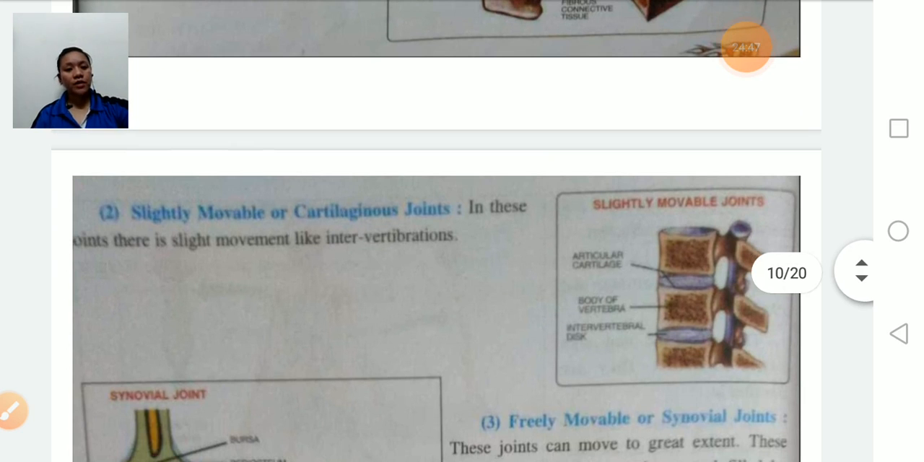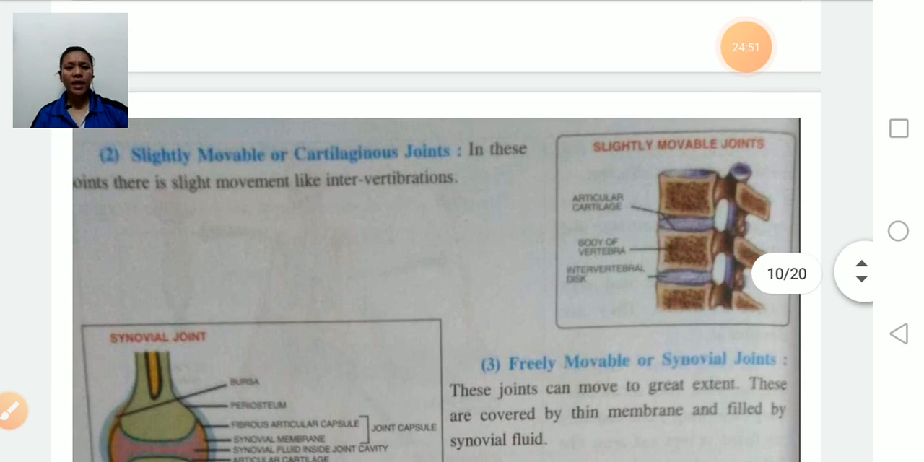Slightly movable joints are also known as cartilaginous joints. Slightly movable means there is a slight movement in this joint, like in the intervertebral joints.